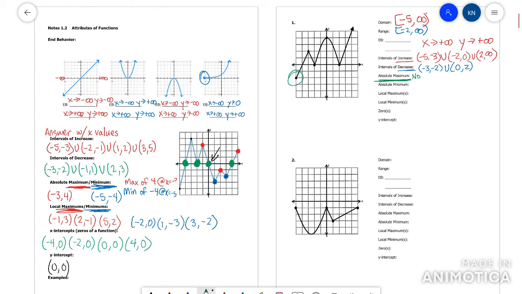This absolute minimum, if I wanted to answer with a value, the value where it happens would be at, notice the coordinates -5, -2. So my absolute minimum, you could say it's -2 at, and then say x equals -5. Sometimes your teacher might let you get away with just writing that as a coordinate though. So -5, -2.